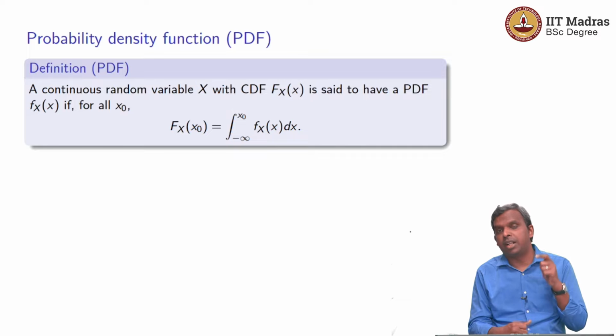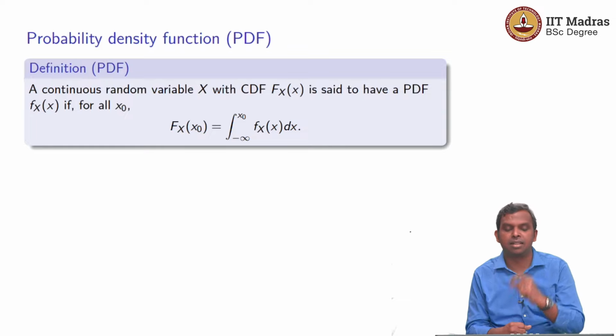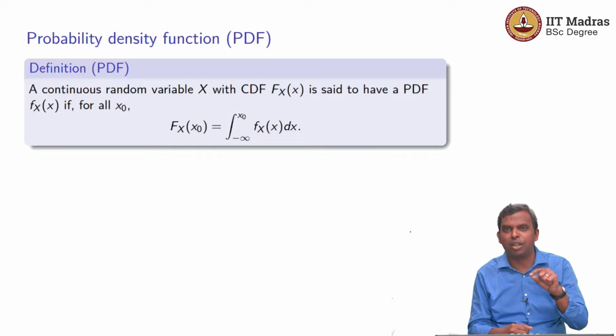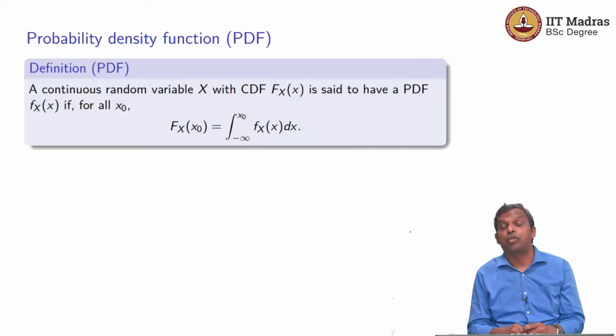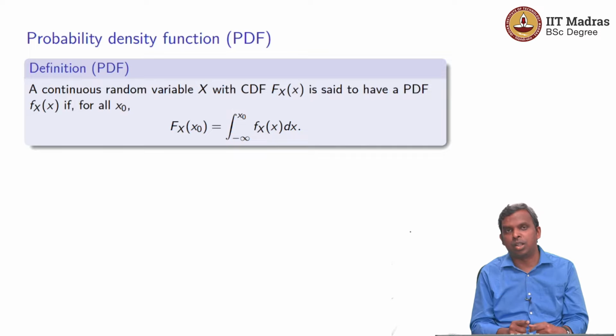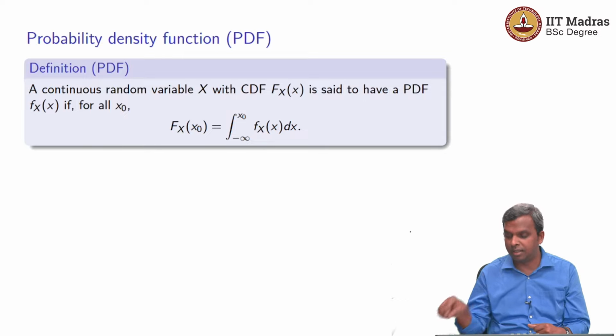If you have a continuous random variable x, remember what's a continuous random variable? A random variable whose CDF is continuous at every point. It is said to have a probability density function, which is usually denoted small f. The CDF is denoted with capital F, probability density is denoted with small f, if for every x naught, the CDF evaluated at x naught is the integral from minus infinity to x naught of the PDF.